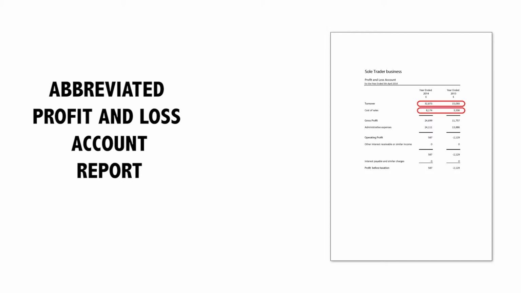Check the cost of sales. These are the direct costs incurred in making your turnover. For example, a restaurant's direct costs would be food. Check the gross profit. This is the profit made before overheads and admin costs are taken into account. And check the net profit or profit before taxation. This is what the business has made after all costs and overheads have been deducted, but before tax is paid.